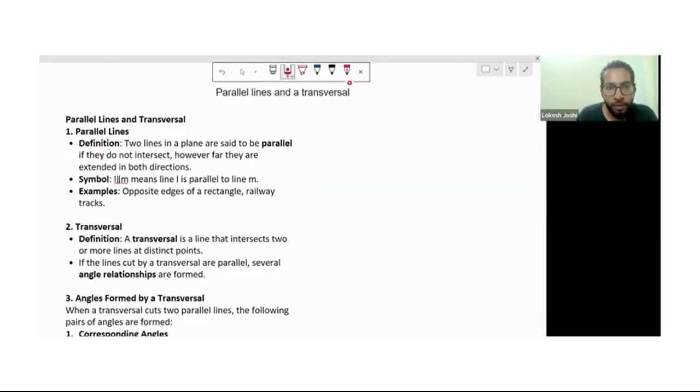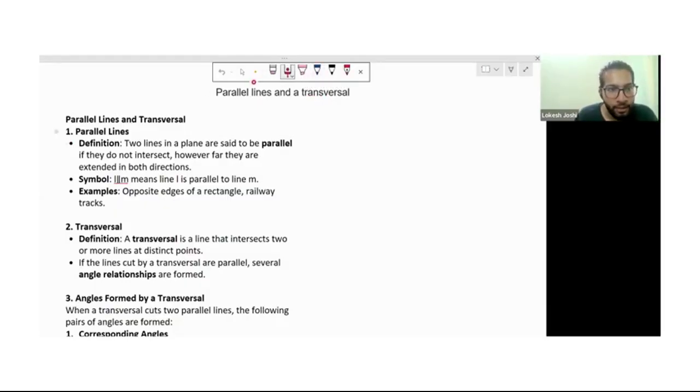In this video, we are going to cover some properties about the parallel lines and what is the transversal. And later on, we will do some properties combining both of them. So first of all, let me revise you about the parallel lines.